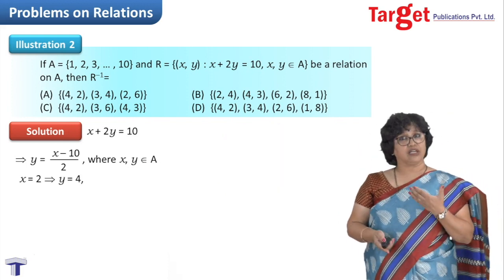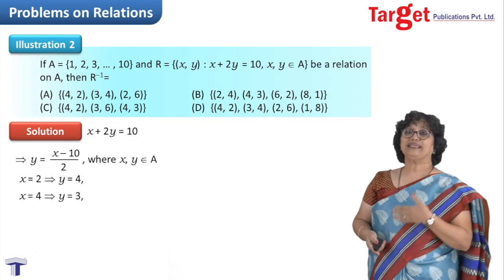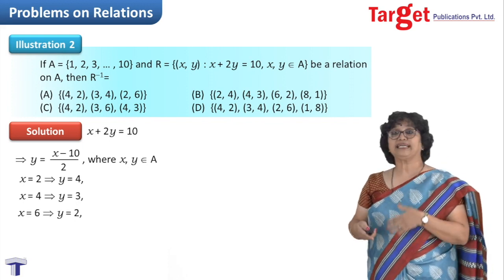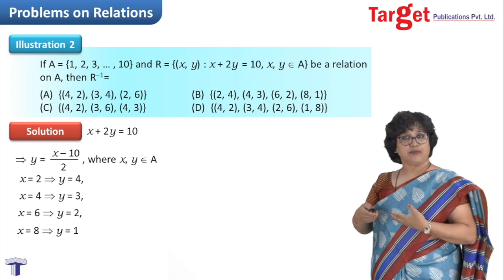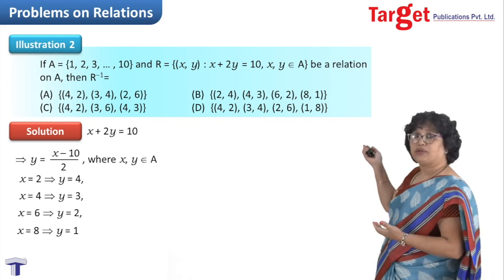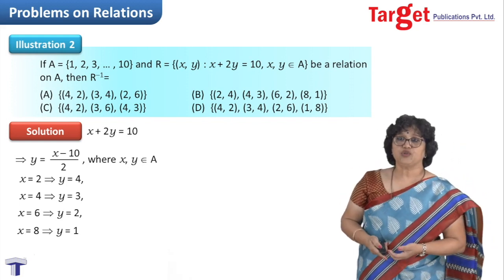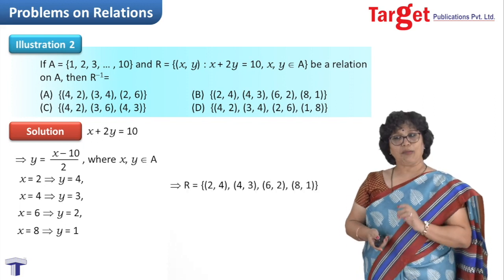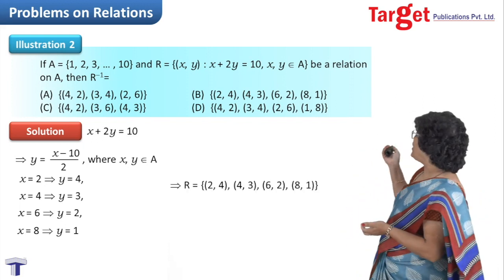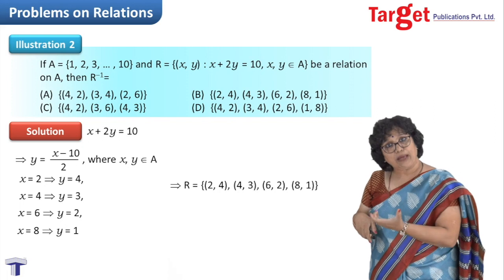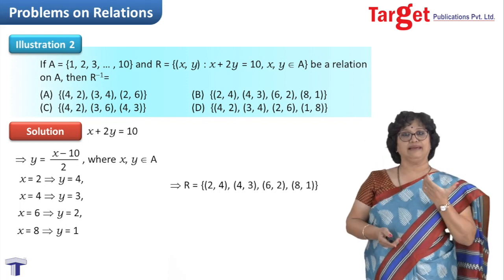And I start with x equal to 2, that leads to y equal to 4, then x equal to 4, x equal to 6, x equal to 8. All I substitute and I get y equal to 4, 3, 2, 1. Right? So that means we have found pairs (2, 4), (4, 3), (6, 2) and (8, 1). Put them in curly bracket and get your relation R.